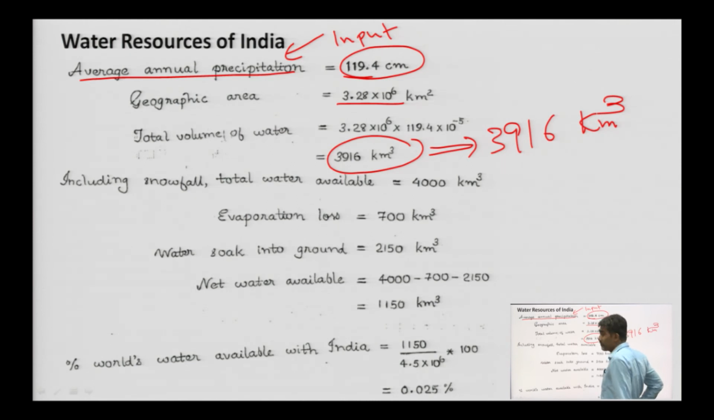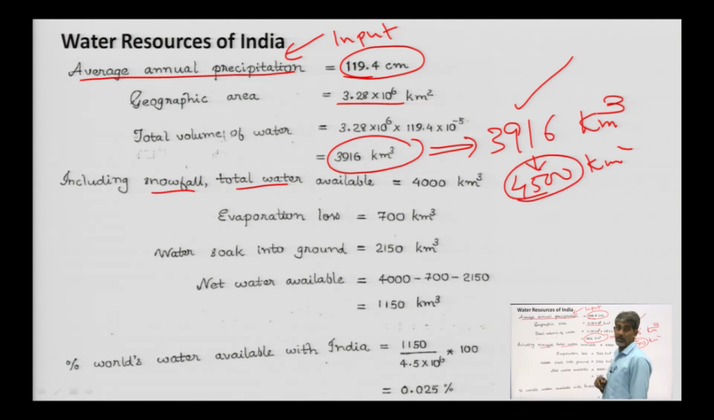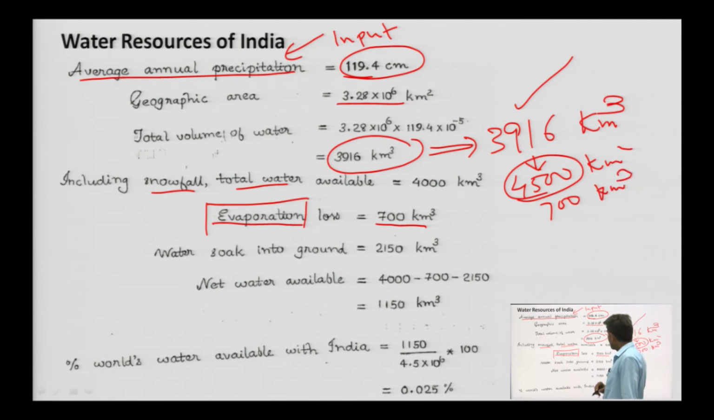And since this available water has to go through certain losses, including snowfall, the total water due to precipitation and snowfall is about 4000 cubic kilometer. Out of this 4000, we must calculate the losses. The first major loss is evaporation loss, and it has been estimated that 700 cubic kilometer is lost every year.